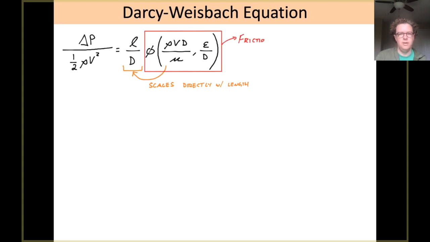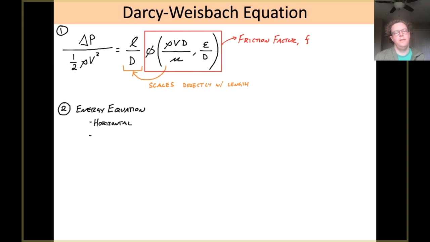So what we're going to do then is take what I've boxed in red here, and although we don't know that relationship, we do know what it should depend on: Reynolds number and the relative roughness of the pipe. And what the Darcy-Weisbach equation does is it collapses all of that into some magical empirical factor called the friction factor, f.